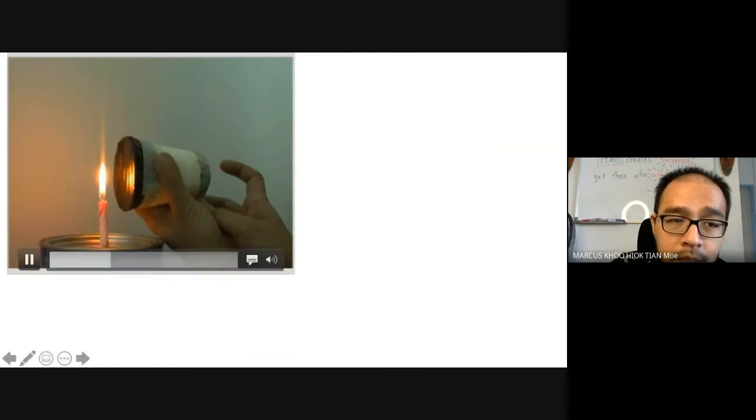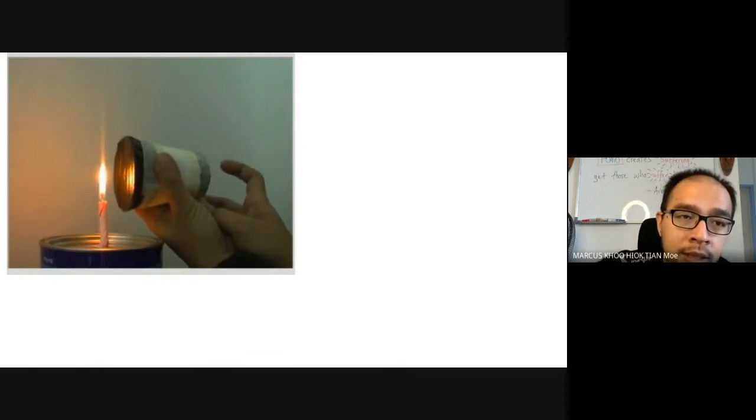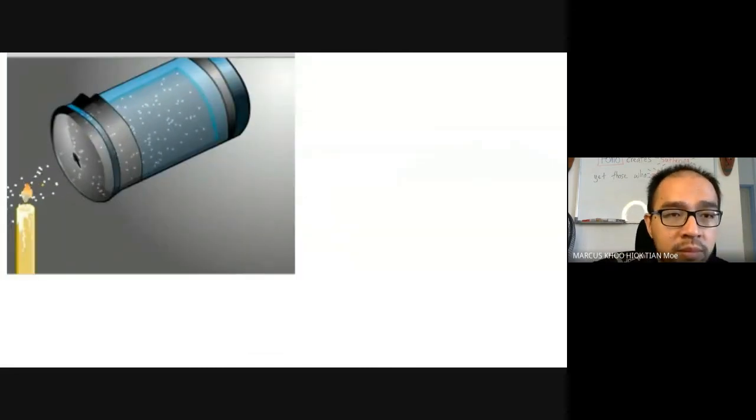I wonder whether this is done. Nope, it's not done. The flame will flicker. Sound waves transfer energy from the vibrating drum to the candle flame, causing the flame to flicker. Click on the start button.